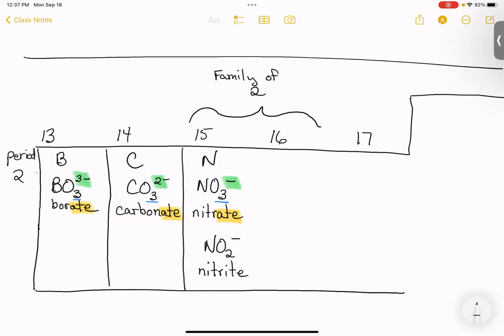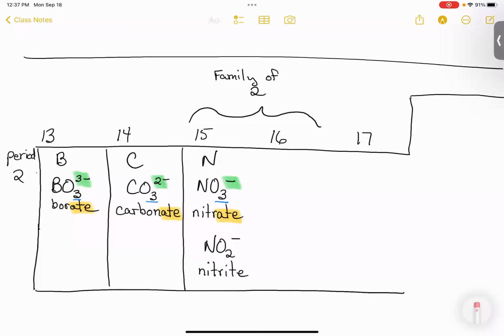So what are the differences between the ate and the ite? The ite only has two oxygens. In other words, if I memorize the ate, I have a lot of information about the ite. All I've got to do is reduce one oxygen. These are trends you're going to see.